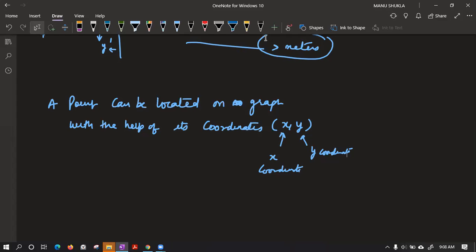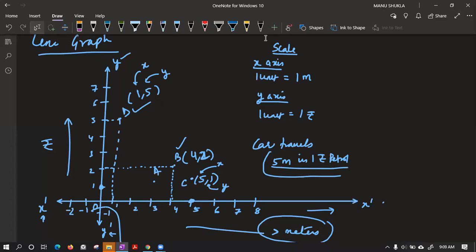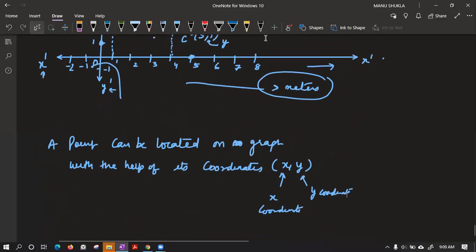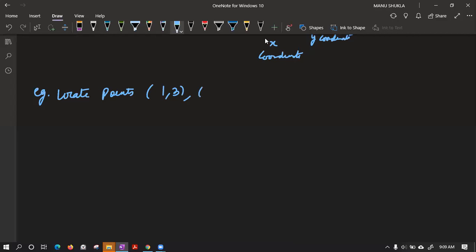I hope this first class is fruitful for you and you are able to understand the basic concepts of scaling a graph and locating a point on a graph. So I'm giving you homework. You can try on your own. You have to locate some points. Suppose I'm giving you 1 comma 3, 3 comma 5.